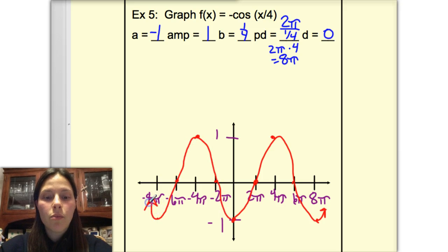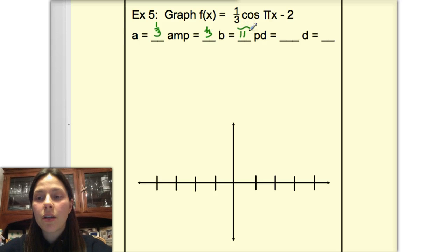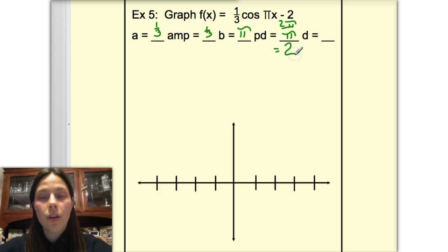Let's take a look at one more transformation. Again, identifying our amplitude, we're multiplying by 1/3. And it's positive, so our amplitude is 1/3. B value this time is pi. So when we find our period and we do 2 pi divided by pi, we get a period of just 2 radians. So when we mark our x-axis, we aren't going to have pi in it at all.